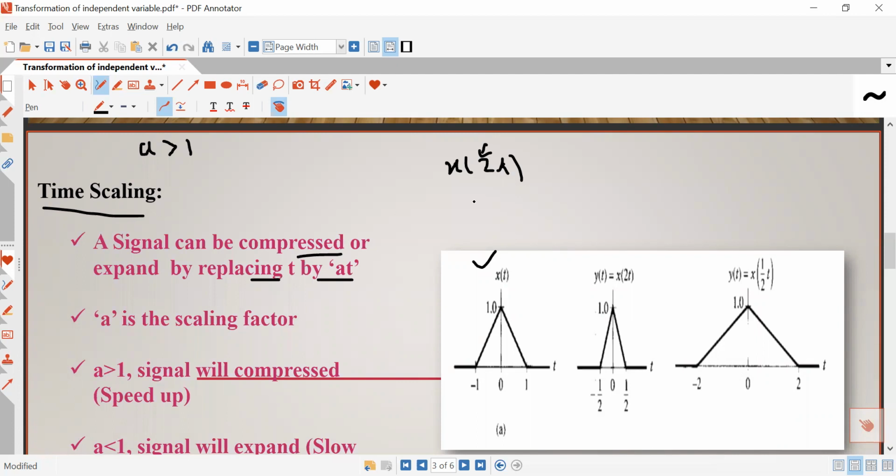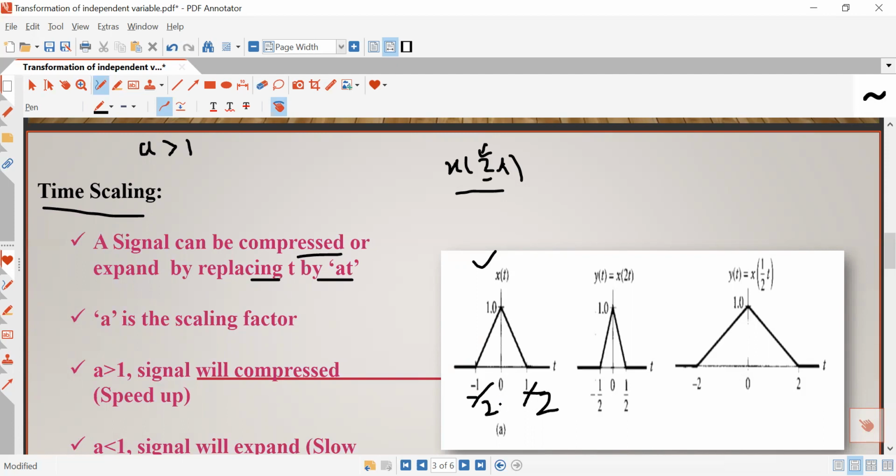Now, how will you get x(2t)? This original signal exists between minus 1 and 1 on the time axis, because this is all a transformation of the independent variable, which is time. So you have to concentrate on the coordinates which exist on the time axis. Now, what will be the coordinate for x(2t)? Here a is 2, so you just have to divide both the coordinates by 2.